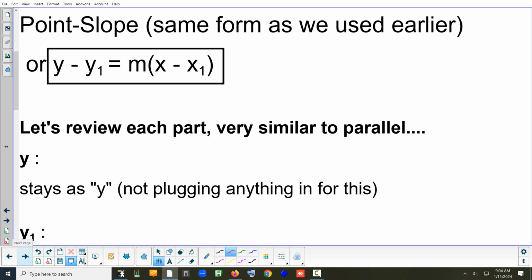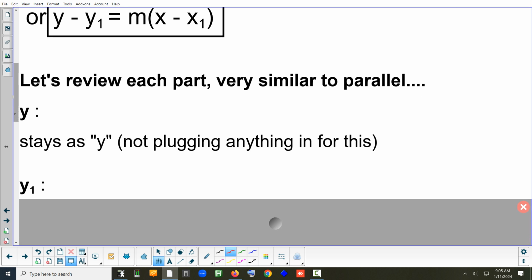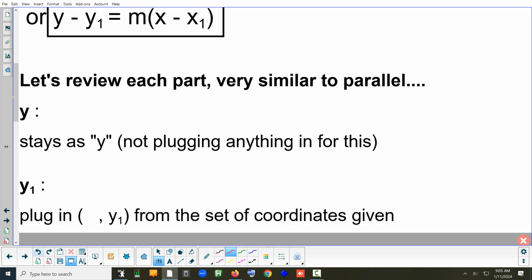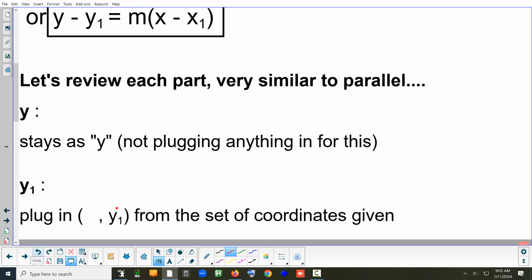The next thing in the formula is the y1. When we have a coordinate, is y1 the number before the comma or after the comma? After. Yep. So y1 is the number that comes after the comma in the coordinate that they give you. Just like yesterday, take the number that comes after the comma and use that as y1.